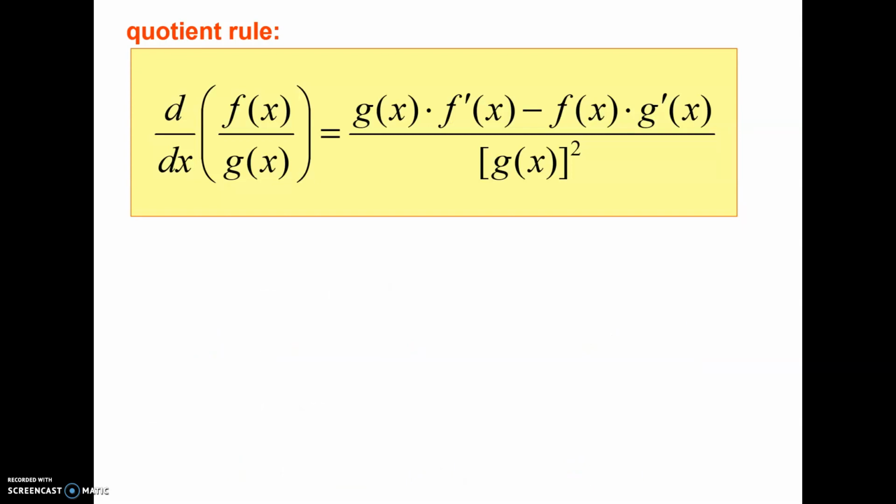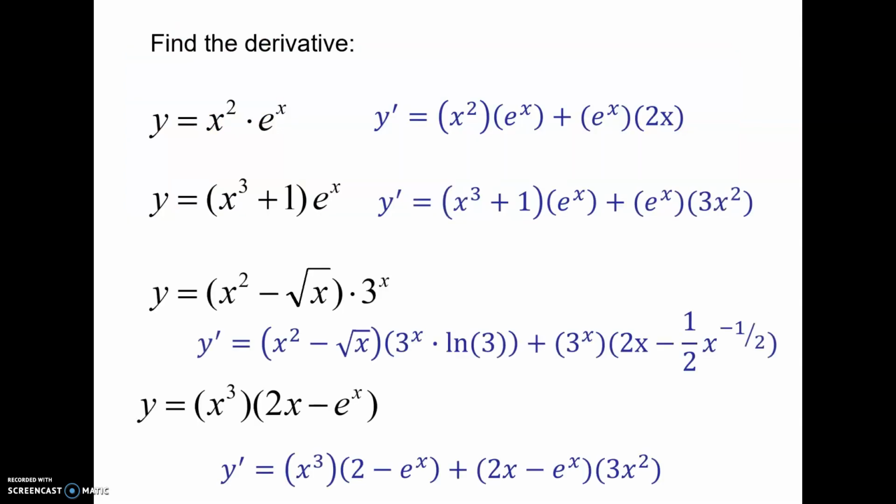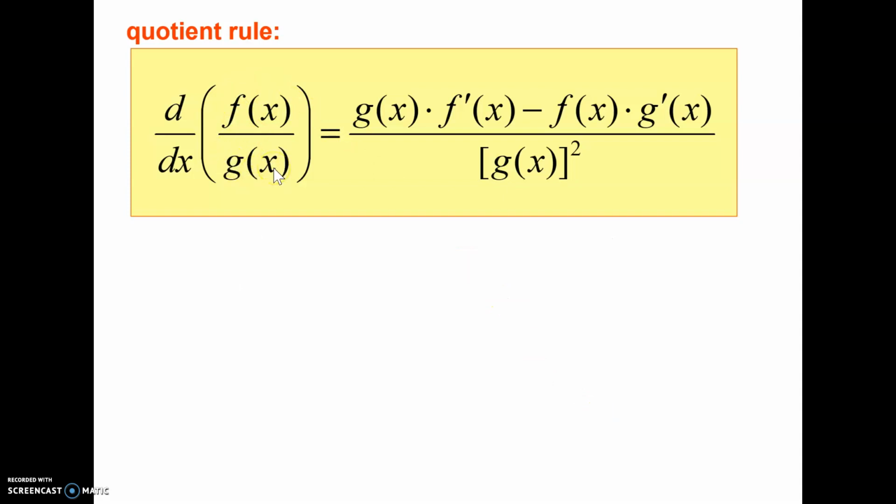Next, let's look at the quotient rule. The quotient rule is used when we have a function divided by a function. So notice if I have a function divided by a function, the rule says the denominator multiplied by the derivative of the numerator minus the numerator, again, don't do anything to it, times the derivative of the denominator over the denominator squared.